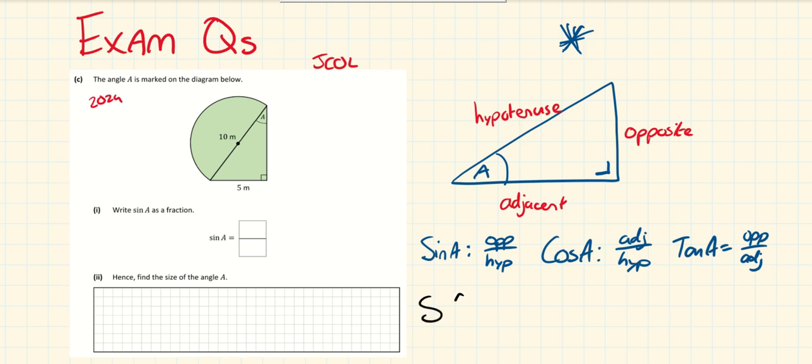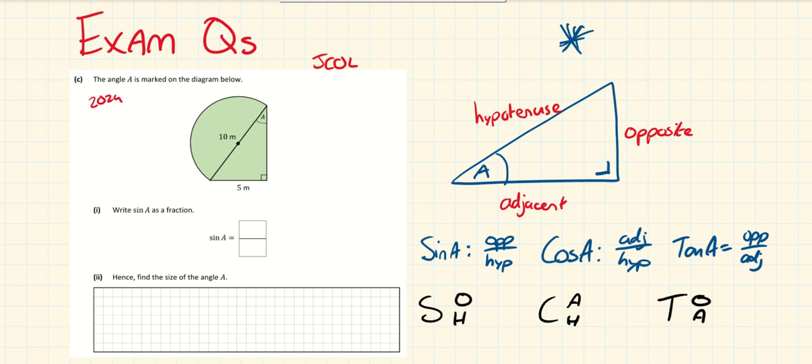And the way we remember it is SOHCAHTOA. Okay, so SOHCAHTOA is how you remember it. And it's also, of course, in the formula book, I think page 16, but don't quote me on that. So the angle A is marked on the diagram below.